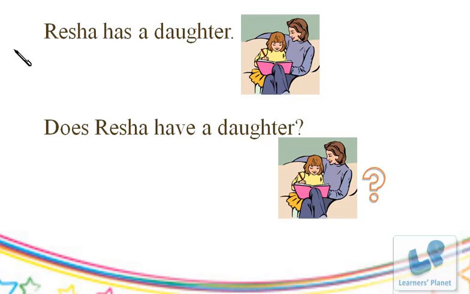Here is the next example, children. Resha has a daughter. This means that we know that Resha has a daughter. The question form will be, does Resha have a daughter? This shows that we do not know whether Resha has a daughter or not.